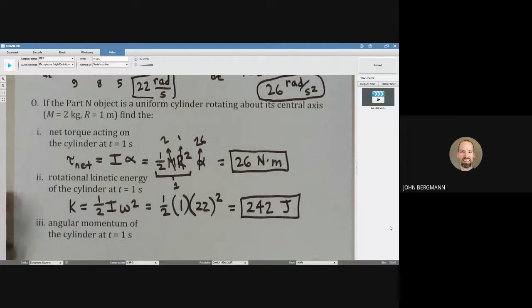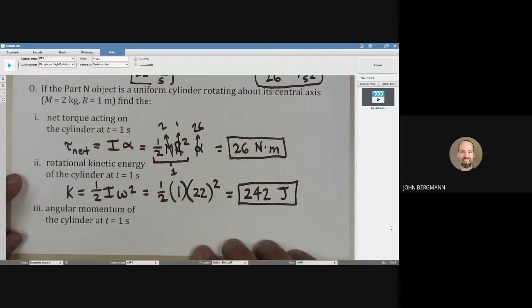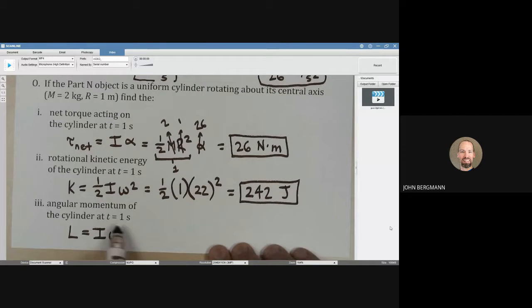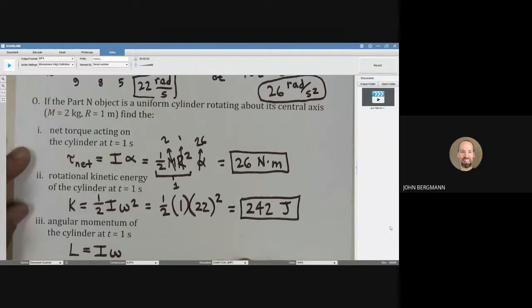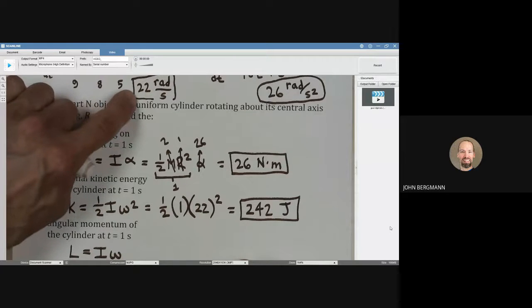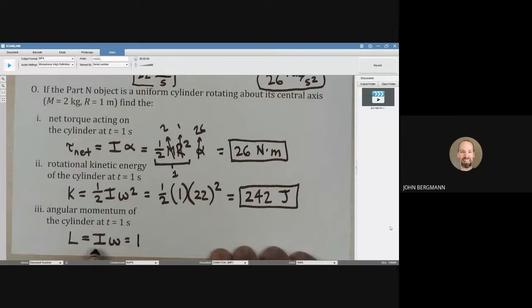Last one. How about the angular momentum of the cylinder? Well, let's see. What's an equation for angular momentum? It's moment of inertia times omega. I know that. And the moment of inertia is 1. And at 1 second, we figured, there it is again at the top of the screen, omega was 22. So down here at the bottom of the page now, the moment of inertia was 1. Omega at that instant was 22. So that's going to be 22.